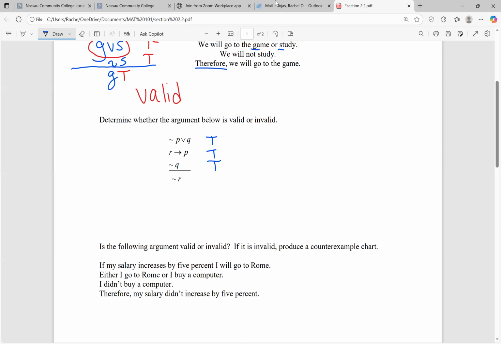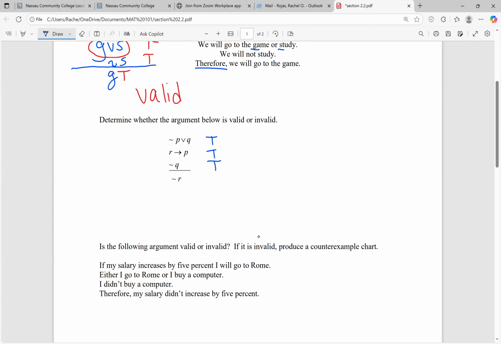We're always assuming that the premises are true, because remember, to show that an argument is valid, we just have to show that whenever the premises are all true, the conclusion is also true. That would show that it's valid. But if there are instances where all the premises are true but it leads to a false conclusion, then that's our counterexample, showing that the argument is invalid. So that's why we're always assuming the premises are true.